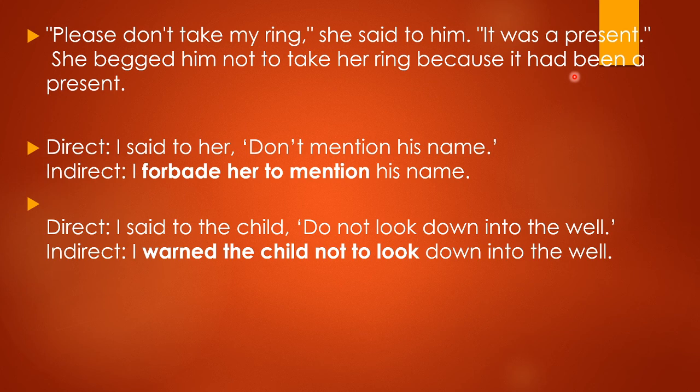Now again, next sentences, I said to her, don't mention his name. So in indirect, if I'm using forbade, then I'm not going to use not. So I forbade her to mention his name. I said to the child, do not look down into the well. So I warned the child not to look down into the well. So once you get a knack of changing these sentences, they're going to be very easy for you. Just remember a few tips.